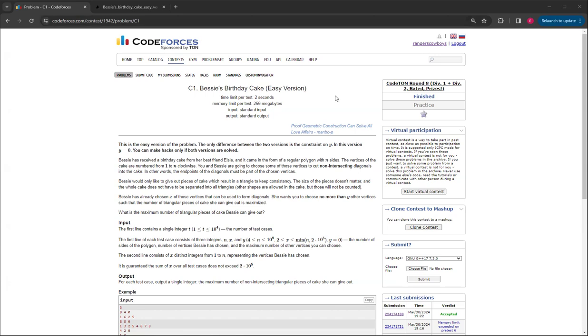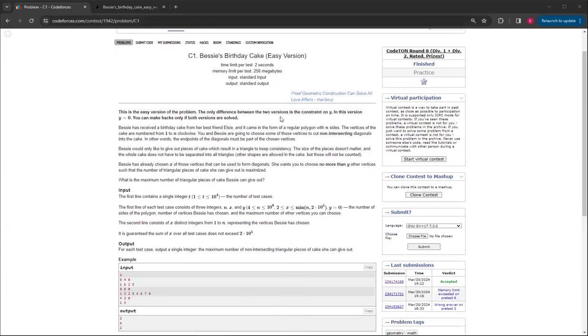So basically Bessie has received a birthday cake from Elsie and it came as a regular polygon with n sides. That means there's n vertices and they're labeled 1 through n clockwise. You and Bessie are going to choose some of the vertices to cut non-intersecting diagonals into the cake. In other words, the endpoints of the diagonals must be part of the chosen vertices.